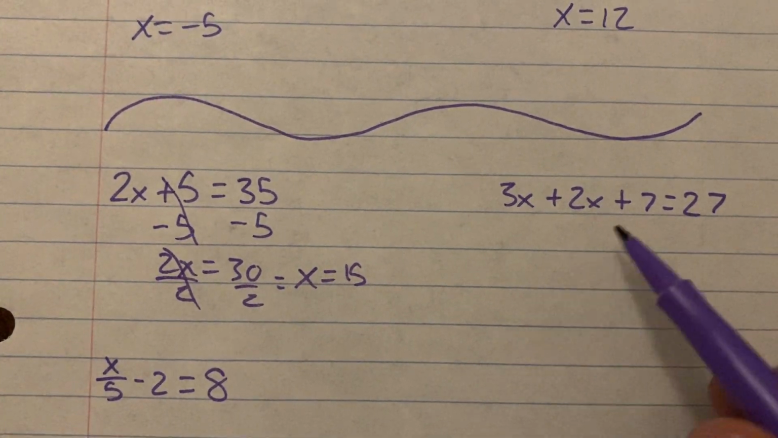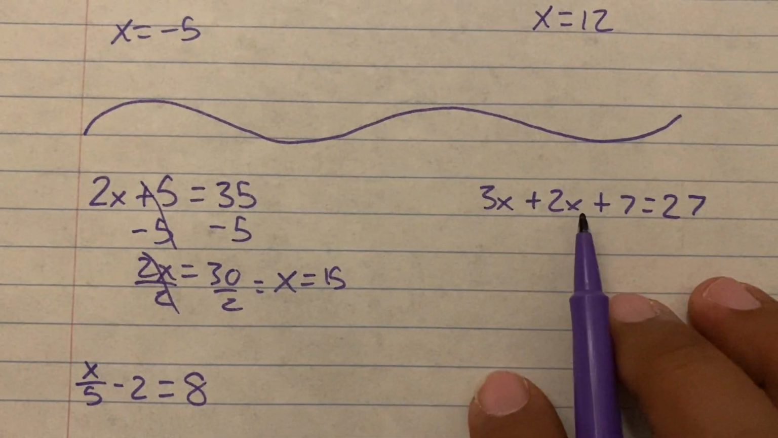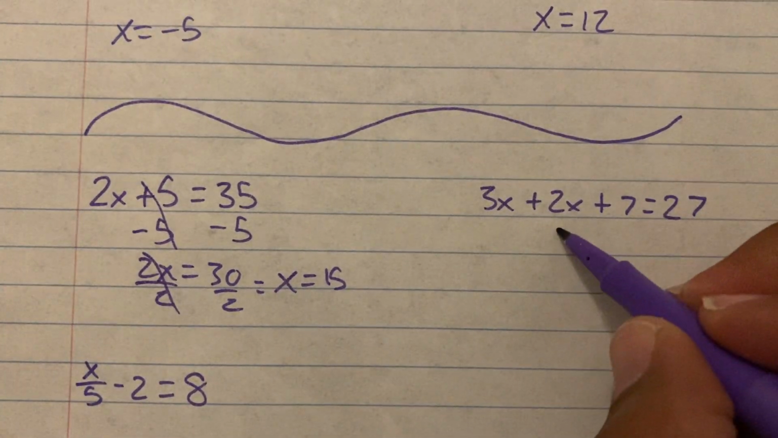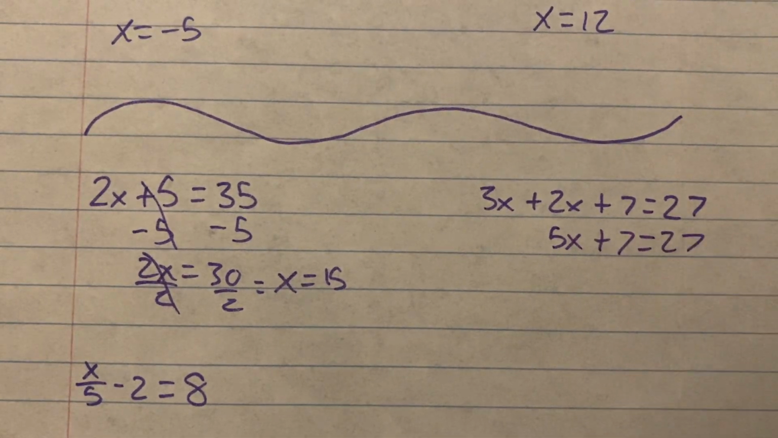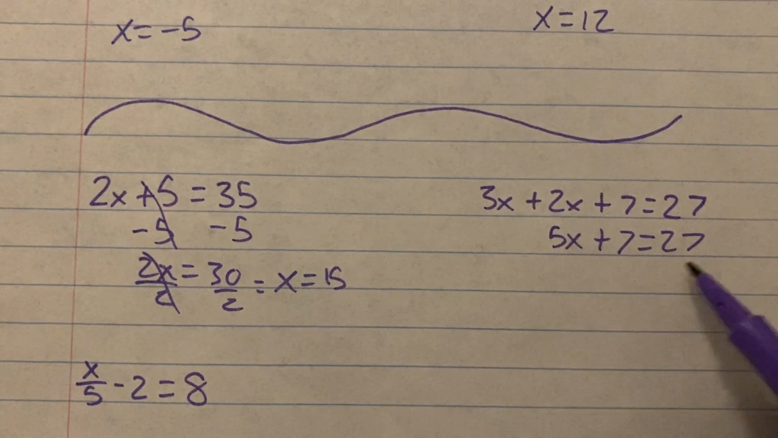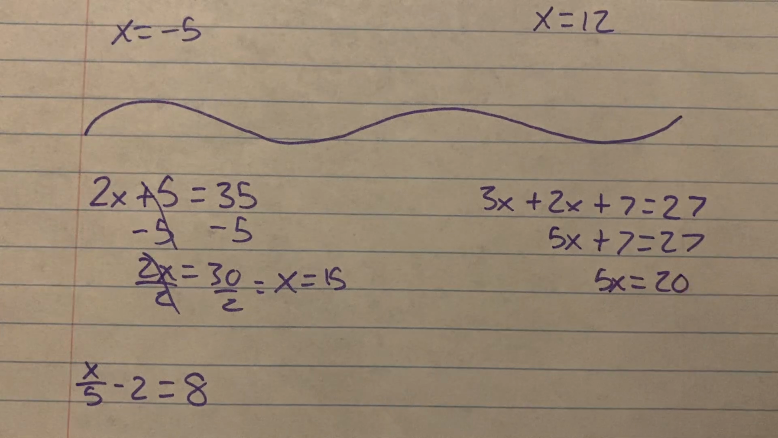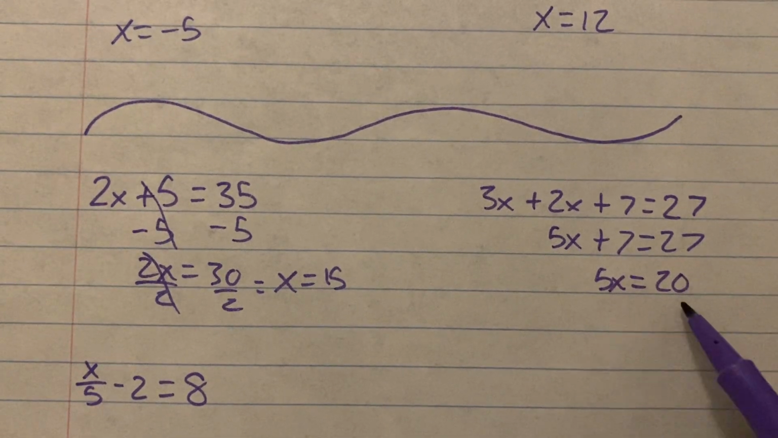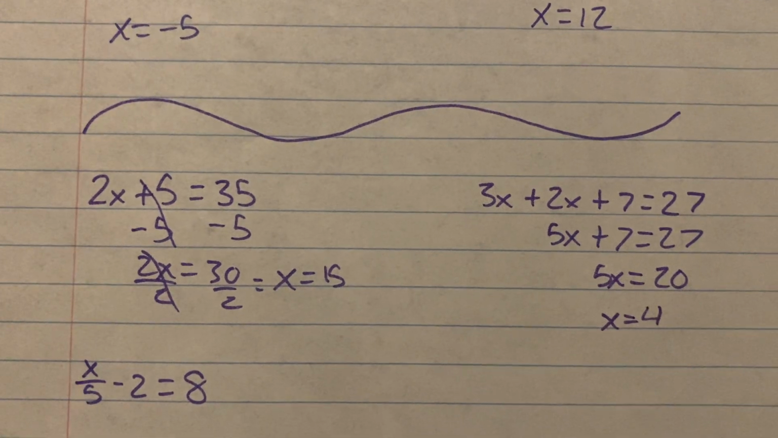Okay, we'll do this one now. Here you have to combine like terms before you start. So it's going to be 3x plus 2x, that's going to be 5x. So 5x plus 7 equals 27. Again, the 7 is the one that's going to affect the x last. So I'm going to get rid of it. I'm left with 5x equals 20. Then divide by 5 on both sides, x equals 4.